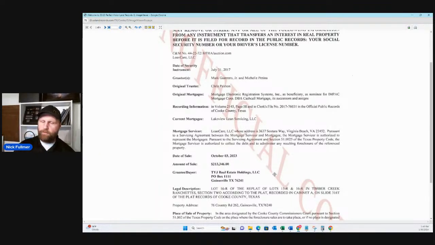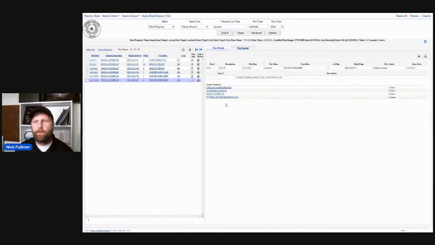So once you know what a property sold for, now you work backwards and you say, what debt was associated with this property? I like to work backwards and just start from newest to oldest. So if I go back through here, I can see, 2022, what's this? Modification. What is this? Let's check it out.